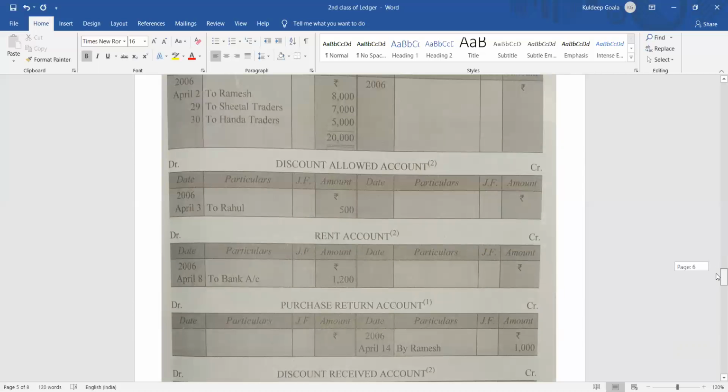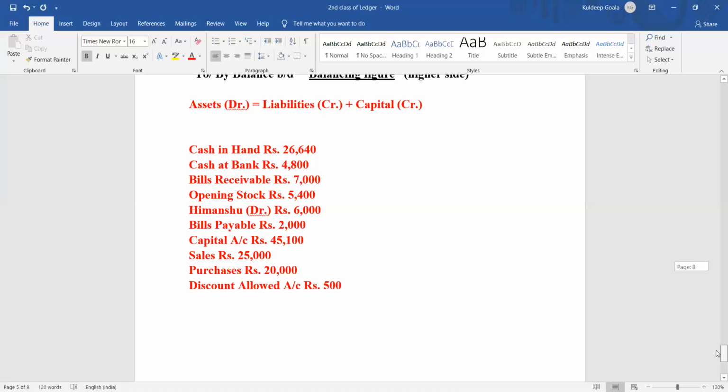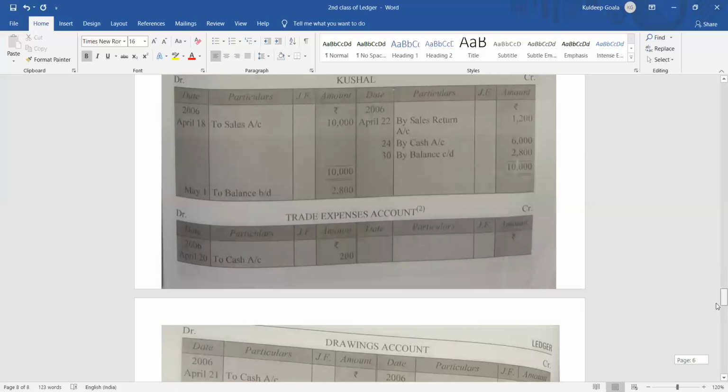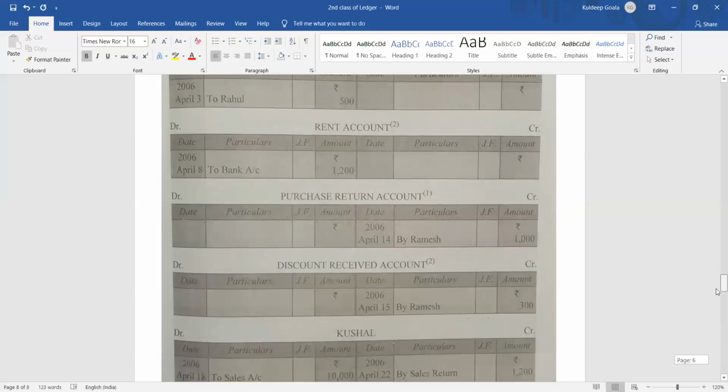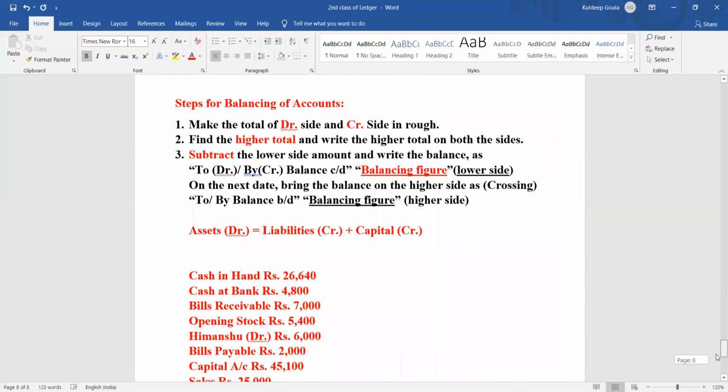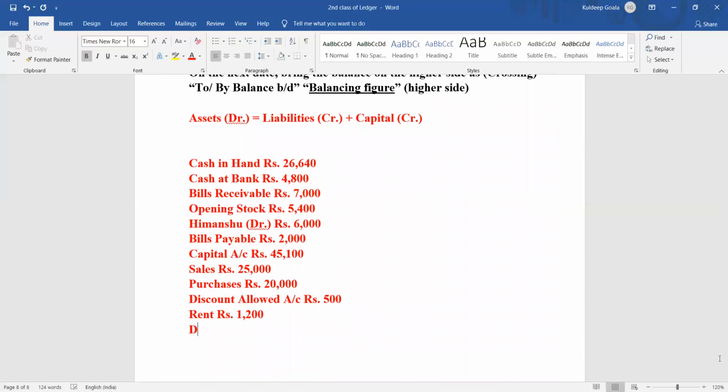Okay. Then after discount allowed, we have rent account. Rent is showing 1200, right? So rent account is also there. Rent, 1200. After that, discount received account is 300. Clear? Discount received account. So discount received account is 200. 200, 1200. Let's confirm once.